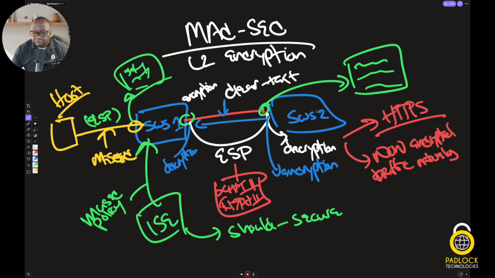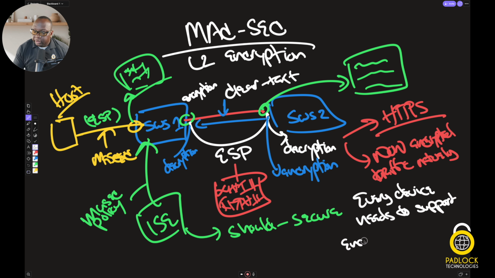Now, what is the key drawback to this? Well, it's really simple. Every device needs to support this if you want to have end-to-end encryption at layer 2, because this is going to work within the frame. So you have to have this from host to switch 1, switch 2, switch 3, switch 4, switch 5, all the way to the router or to the endpoint, sometimes the firewall.